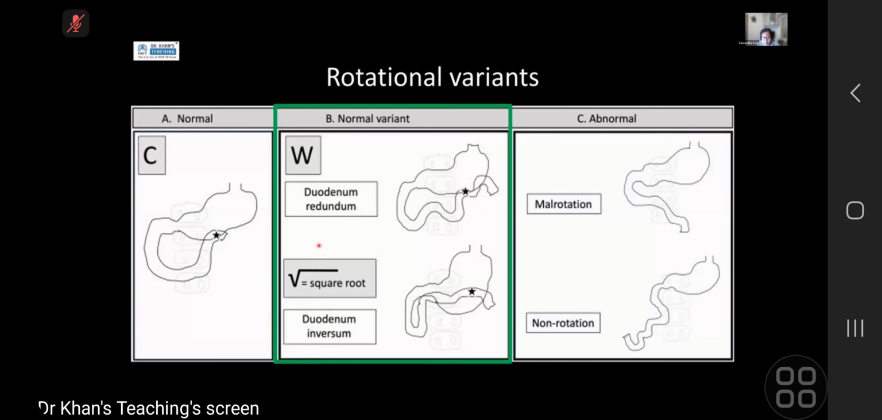And then since we've talked about the normal, we've talked about the abnormal, we now talk about some normal variants. Okay, so we've got your duodenum redundum and your duodenum inversum.